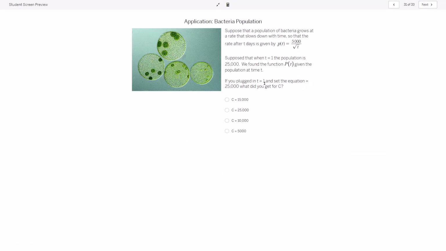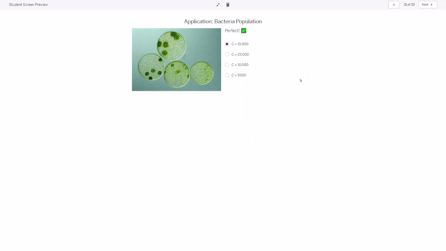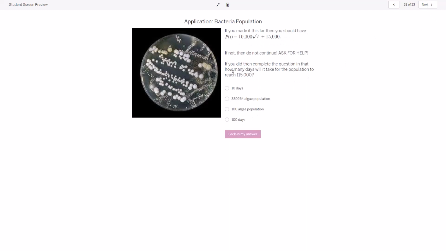And so you plugged in t equals 1. What do you get for c? I kind of cheated, right? Because I can see right there that c is 15,000. But you need to know how we got that. We let t equal 1, set this equal to 25,000, all that.